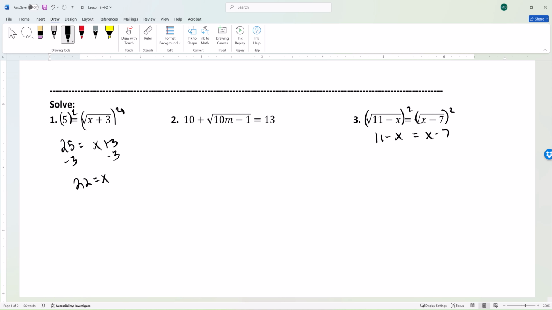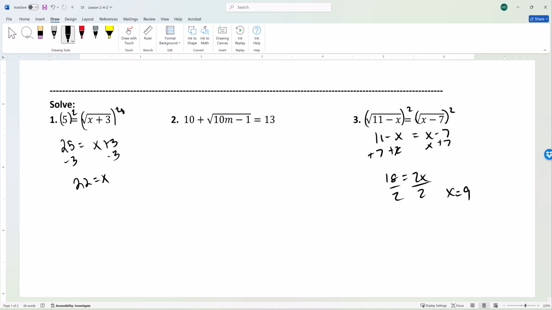And we get our values here. Now you just solve for it. So add x to both sides. Add 7 to both sides. And you're going to get 18 equals 2x. Divide both sides by 2. You get x equals 9.